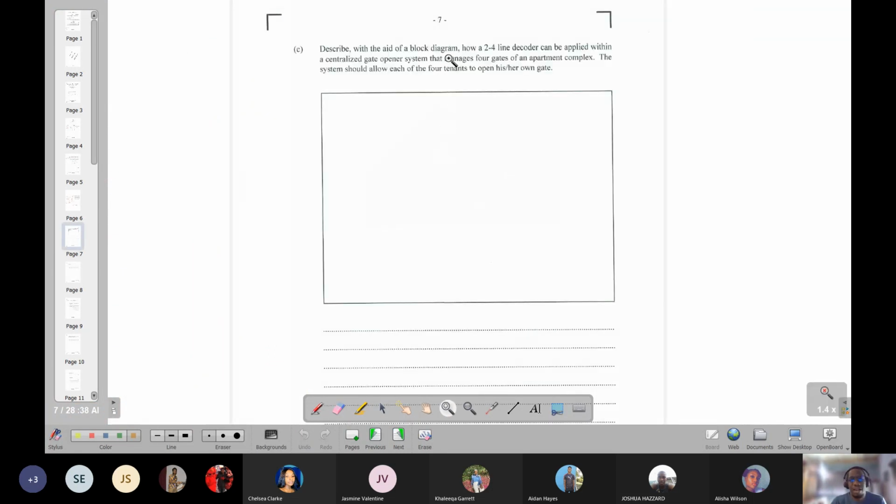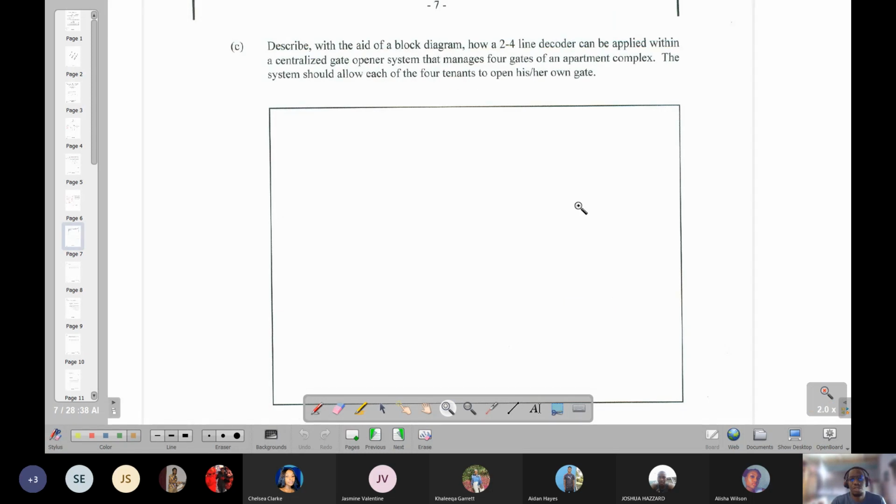Describe with the aid of a diagram how a 2 to 4 line decoder can be applied within a centralized gate opener system that manages 4 gates of an apartment complex. Now, what amazed me with this question is that some of you all did not really work out an example for decoder in the last question. Then they give you an example of how a decoder could be used in this question, and you all didn't even go back and put this example into the previous question to get full marks. The examiner basically gave you the answer to the previous question with this question. You all saw that?